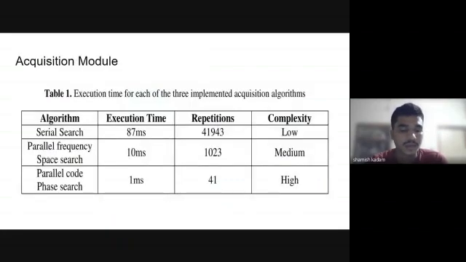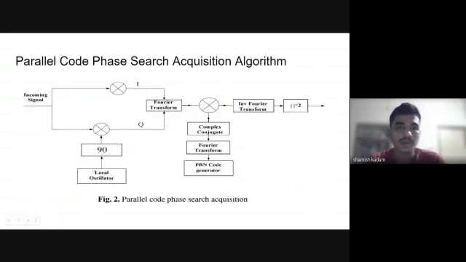Acquisition module. The main purpose of the acquisition module is to determine visible satellites and coarse values of the carrier frequency and code phase of the satellite signals. There are mainly 3 algorithms used in the acquisition module: serial search, parallel frequency space search, and parallel code phase search. The parallel code phase search acquisition algorithm performs correlation of the incoming signal with a PRN, pseudo random noise code.